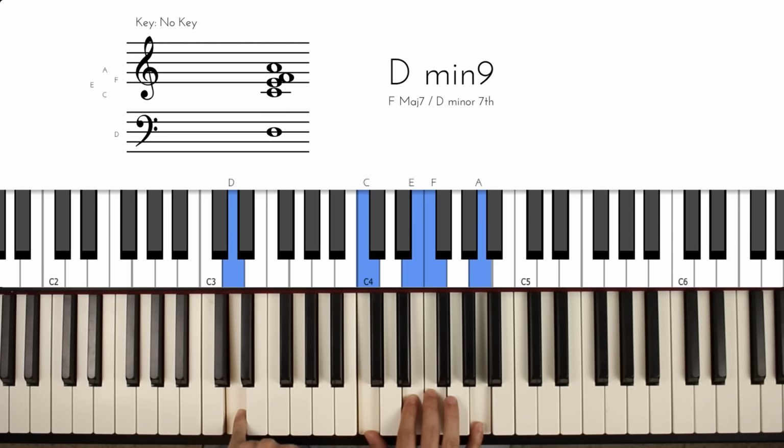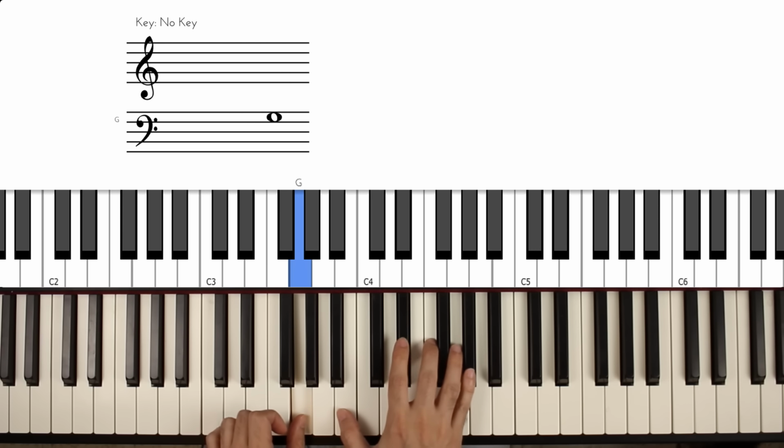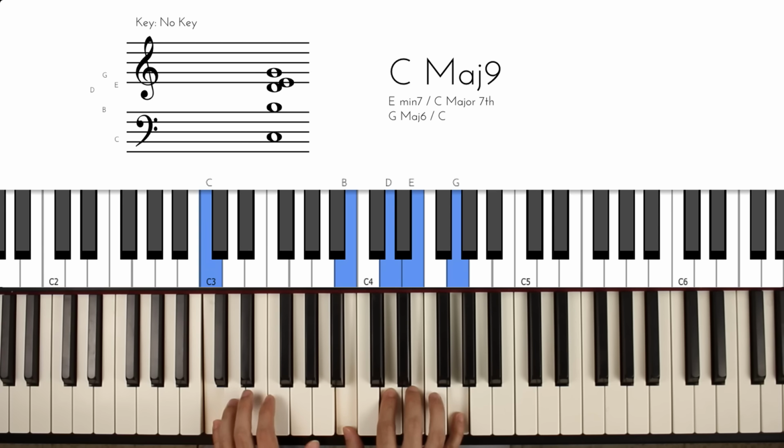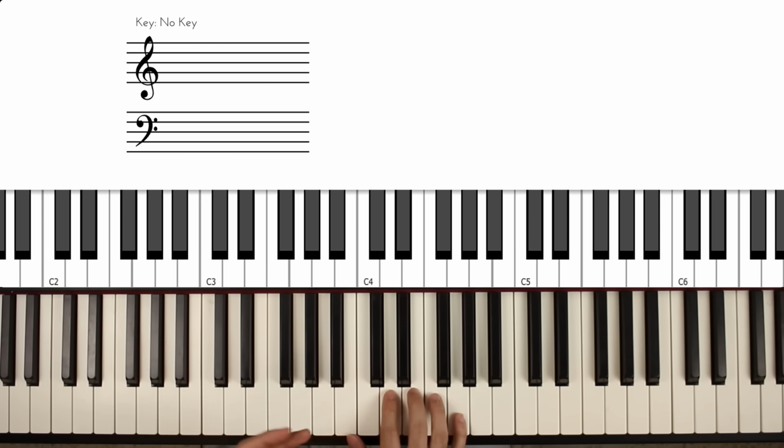So here I'm going to play a D minor 9, and here I'm going to play a G dominant 7, but I'm going to sharpen the 5 and flatten the 9. And for my C, I'm going to play this. So it's going to be a C major 9. It's still a 2-5-1 in the key of C major.